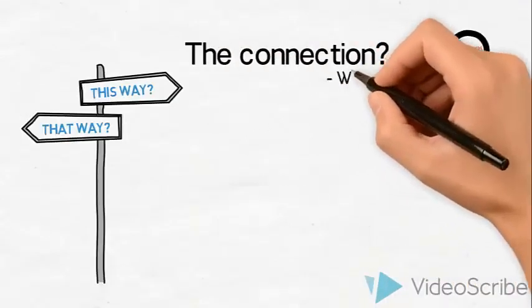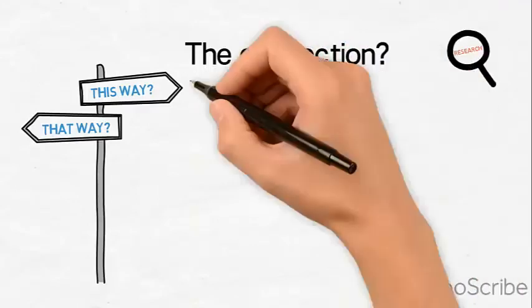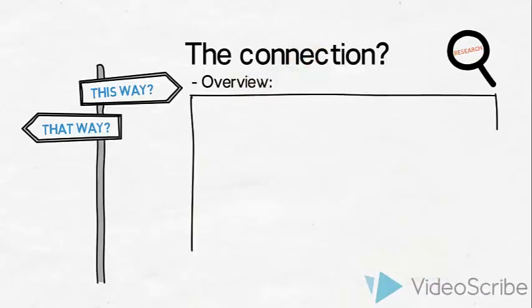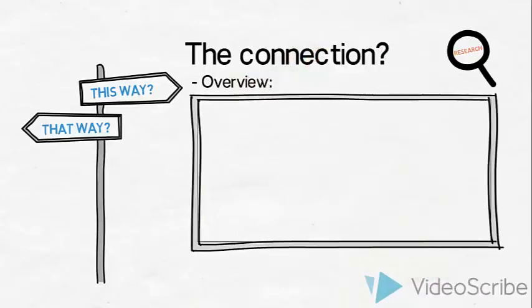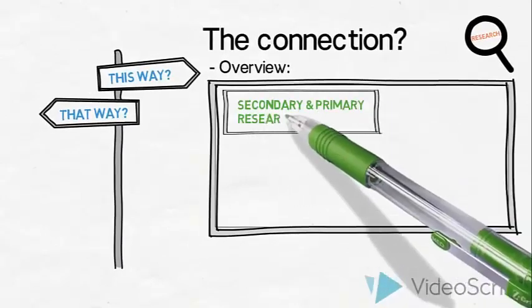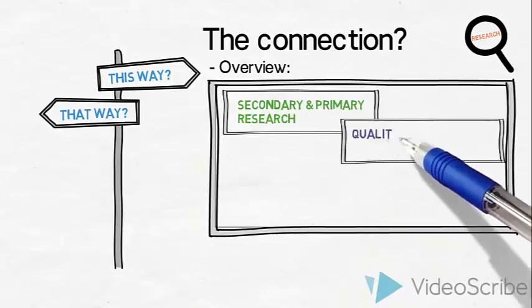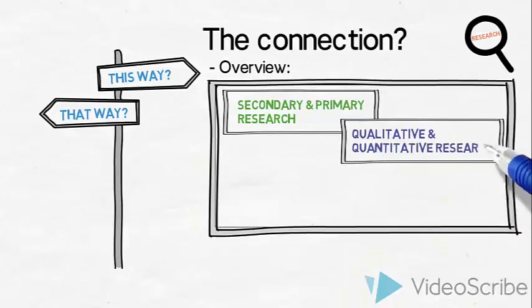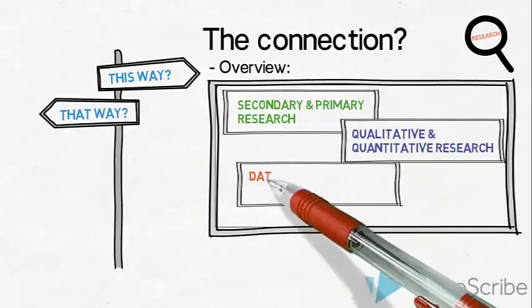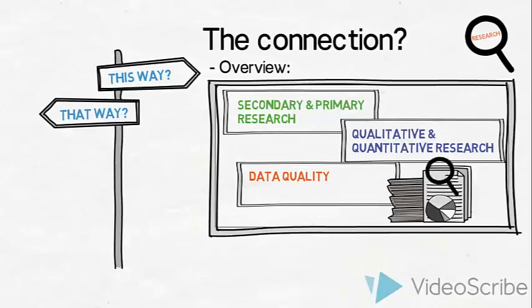So what is the connection? When in the process would the SWOT and the TAUS be conducted? Let us establish an overview. Once having established a problem or an opportunity that we wish to explore, we would do some research. We might wish to conduct both secondary and primary research. We would consider conducting qualitative and/or quantitative research and use different survey types. We would check and evaluate the quality of our research data by critically applying the terms validity and reliability.